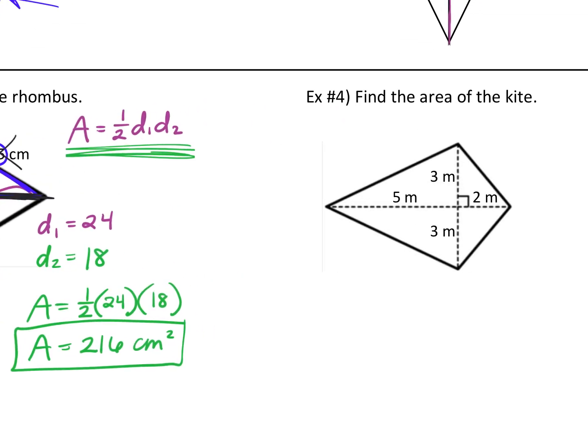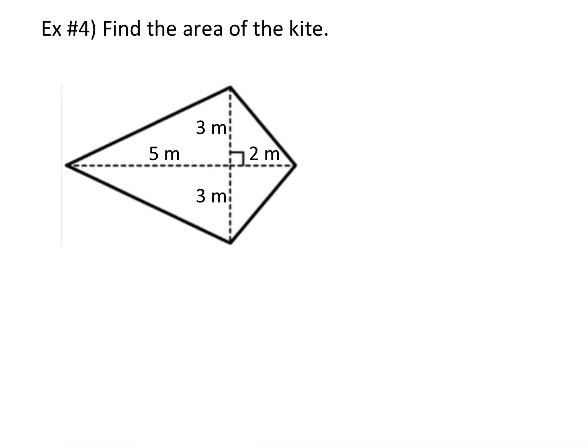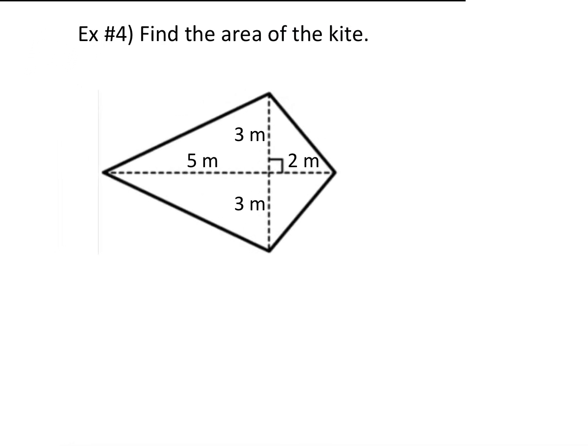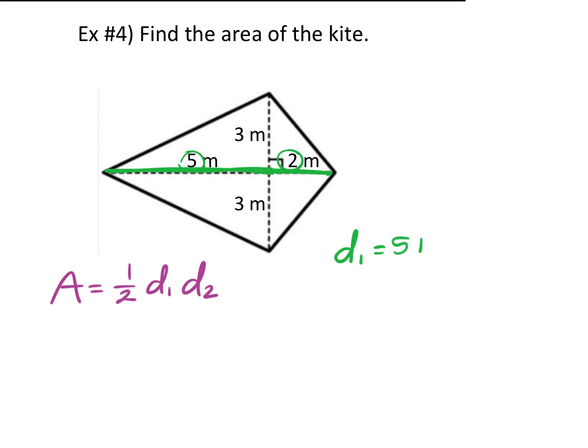Okay, last one. This one's the easiest for sure. Your formula is area equals 1/2 times D1 times D2. Can you tell me the length of diagonal 1? 7. This is 2, this is 5, so the whole thing, 5 plus 2, is 7. So we'll call diagonal 1 7. Can you tell me the length of diagonal 2? 6. Your other diagonal cuts here. That's 3 plus 3.